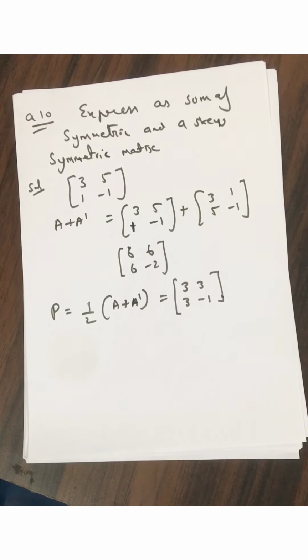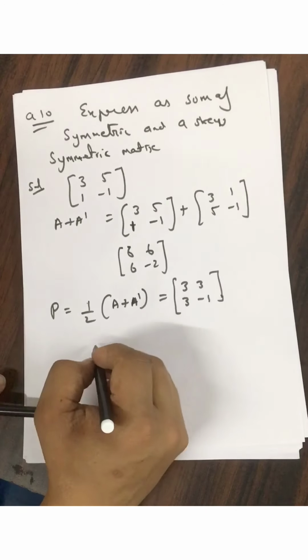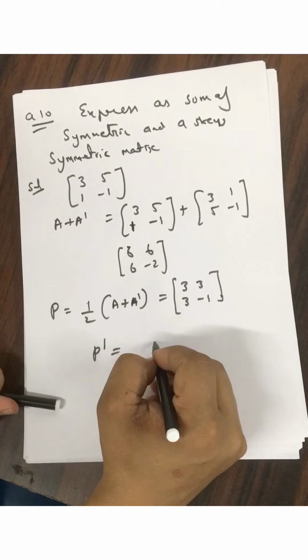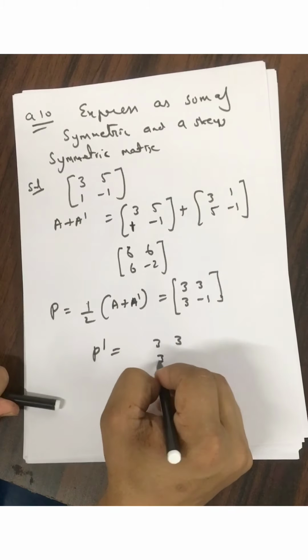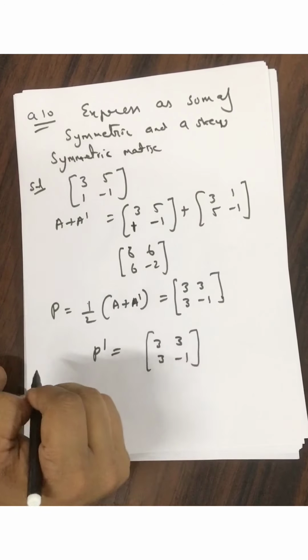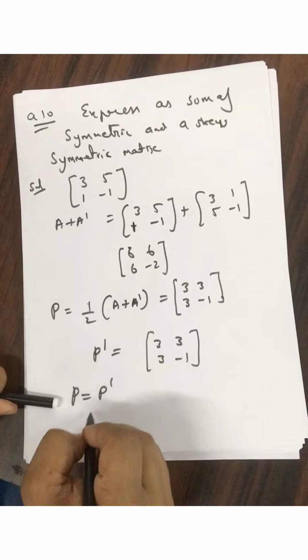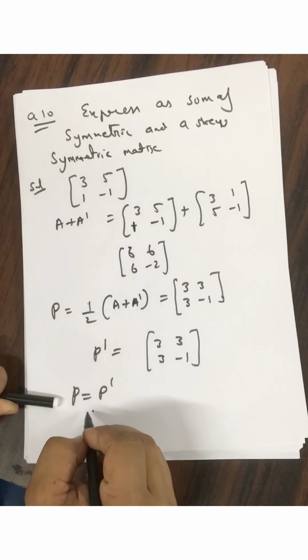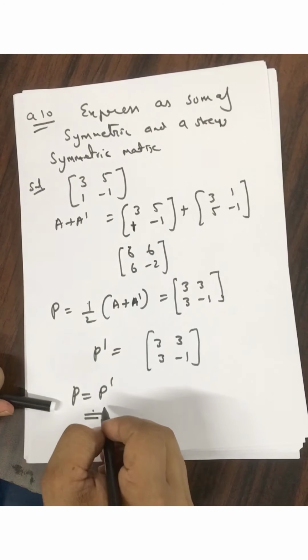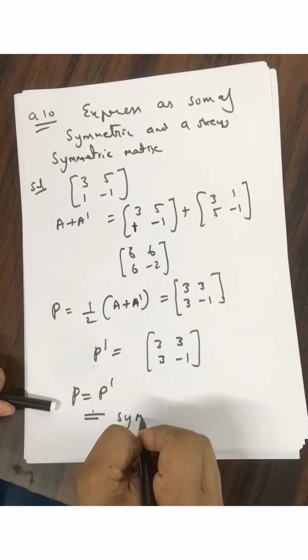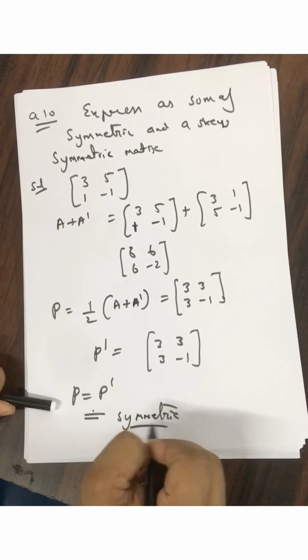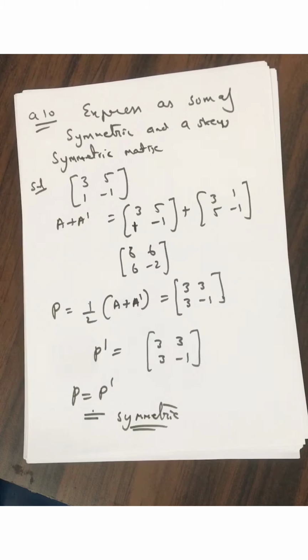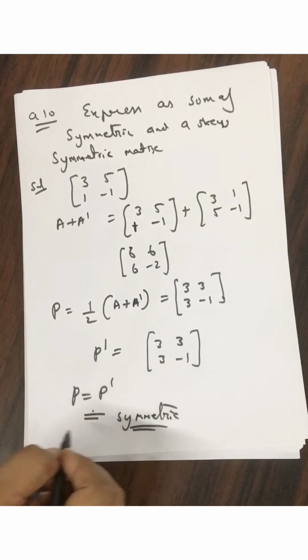Okay. Now what is this? Tell me. 3, 3, 3 and minus 1. How much is this? If you find P dash, P transpose, this will be what? 3, 3, 3 and minus 1. So P equals P dash. So this is symmetric. Yes or no? P dash is symmetric. Yes or no?